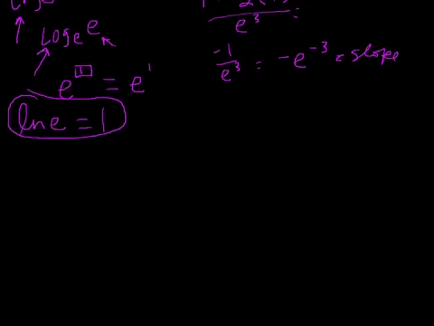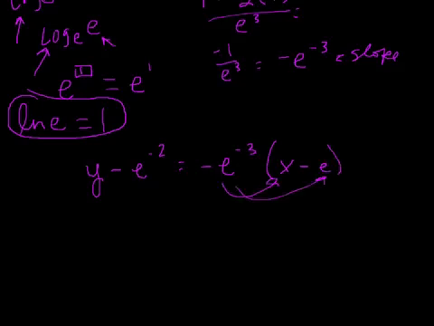Okay, so I have slope. You know how to find the equation of a line once you have slope. It's y minus the y value, which they gave us was e to the negative 2 power, equals your slope, which is negative e to the negative 3 power, times x minus your x value, which was just e. So distribute right there, y minus e to the negative 2 power equals negative x e to the negative 3 plus, and here's what you're combining, e to the negative 3 times e to the first.